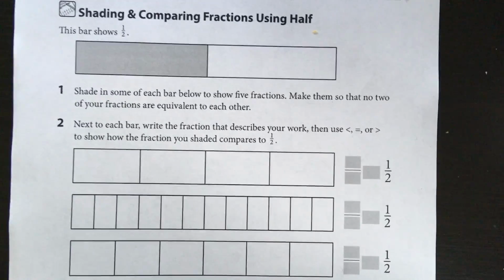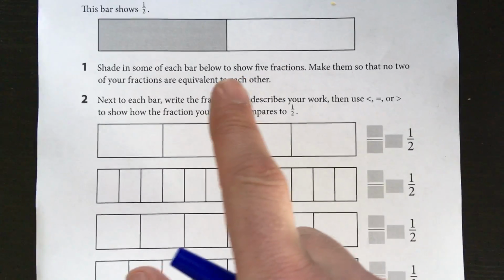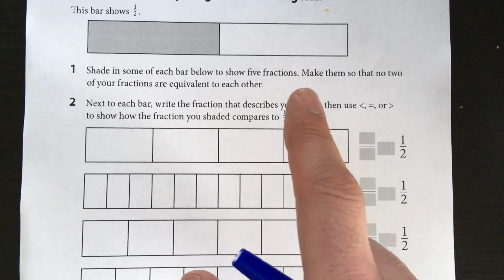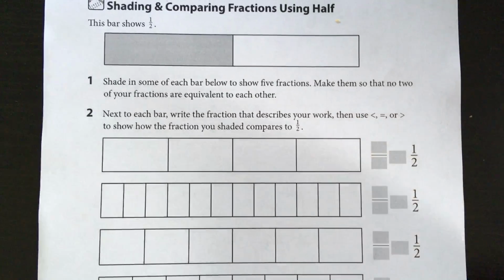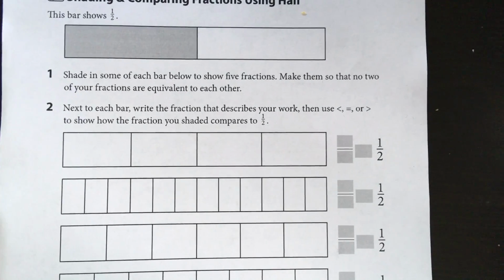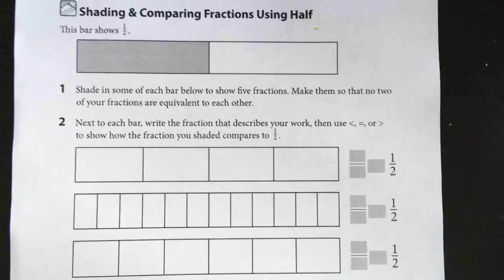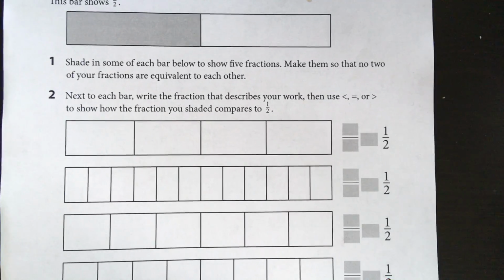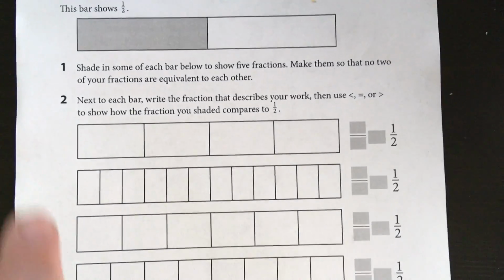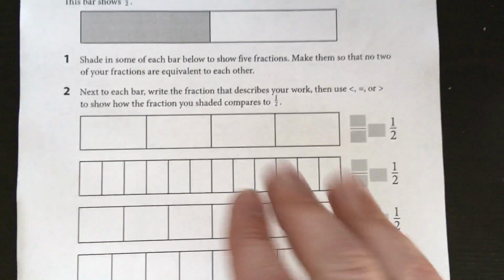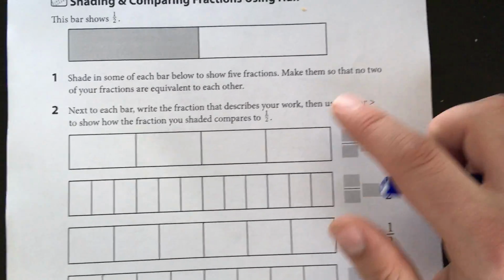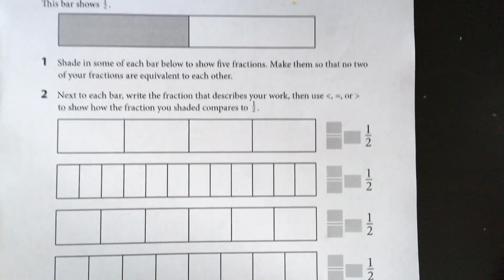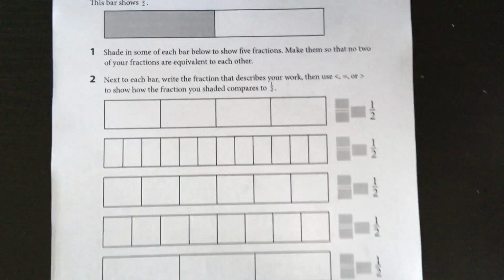The directions are, we need to shade in some of each bar below to show 5 fractions. And we need to make sure that none of our fractions are equivalent to each other. All of them are going to be different. And then we're going to write the fraction that describes the work. So we'll shade in some of this, then write what that fraction is, and then use those signs we talked about to compare that fraction to the fraction 1/2.